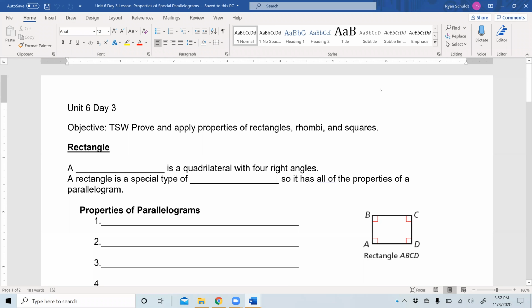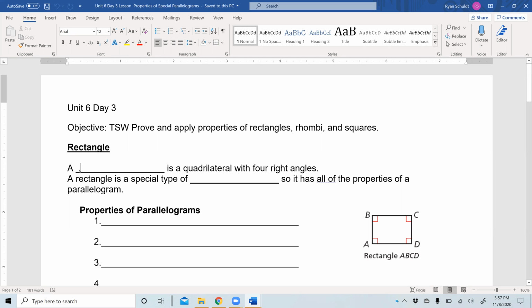Okay, so in the previous lesson, we looked at properties of just parallelograms. So today we're going to look at what I like to call special parallelograms, namely rectangles, rhombi, and squares.